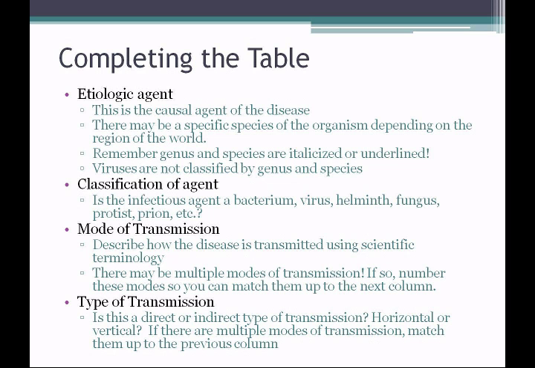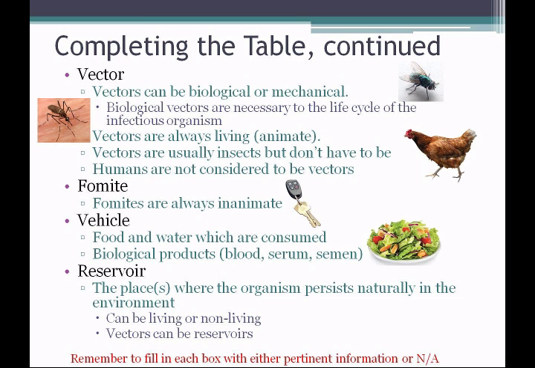Is it indirect or direct? Horizontal or vertical? Okay, vertical means it's passed from mother to child, either across the placenta or through breast milk. Again, if there are multiple modes of transmission, match them up to the previous column. The next column is vector. Not every disease is going to have a vector, but many of them do.